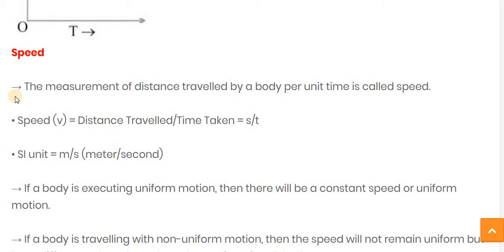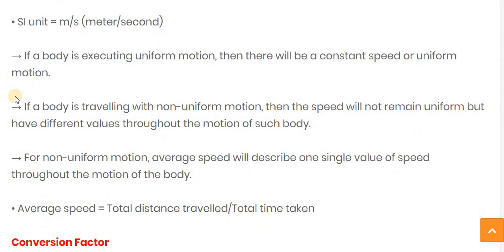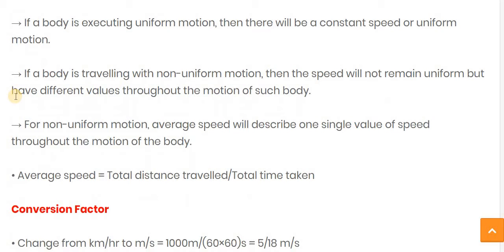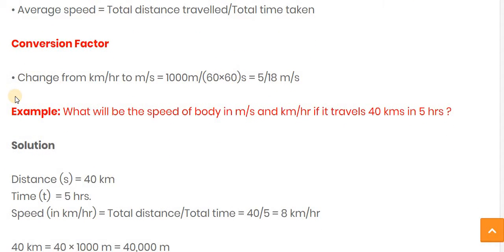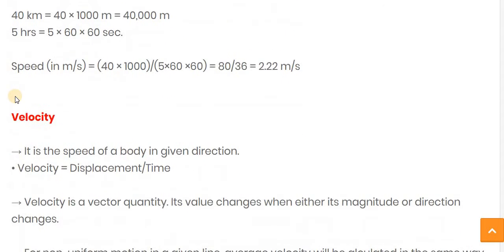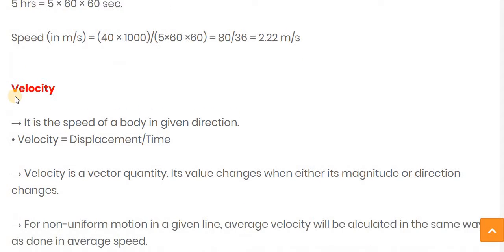Then after that we see another physical quantity, speed. Speed means the measurement of the distance traveled by the body per unit time, and the SI unit of speed is meter per second. And for uneven values of speed, we take the average speed, and the formula of average speed is the total distance traveled by the body divided by the total time taken. Then after that we see the conversion factor, means how we can convert kilometer per hour into meter per second. And then later on we have seen examples of speed and average speed.